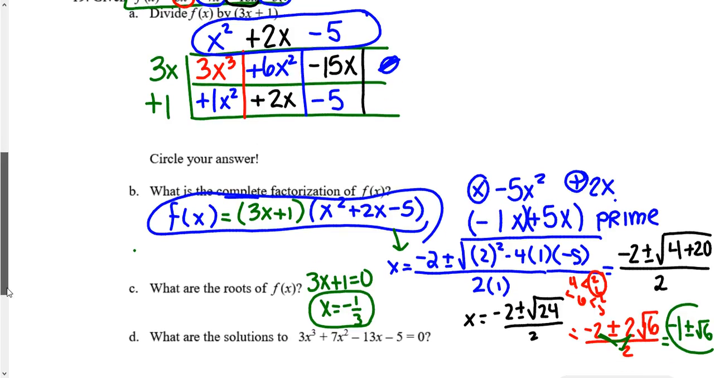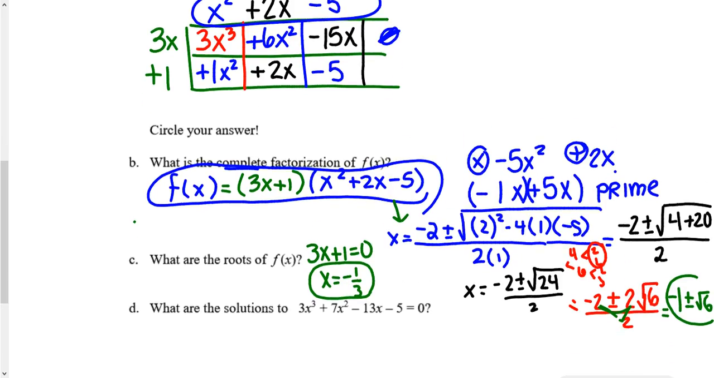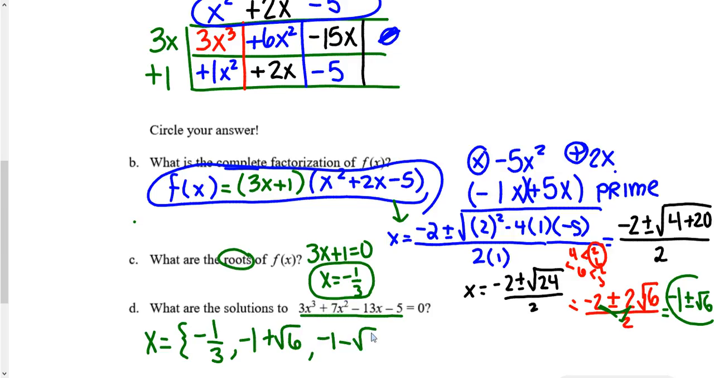Question D asks me, what are the solutions to this exact same f of x equals 0? Well, I need to know that roots and solutions and zeros, that's all the same thing. So I'm just going to list out the same answers that I already found. I've got negative 1/3. I have negative 1 plus the square root of 6, and I have negative 1 minus the square root of 6. I could have left them as a plus or minus. It doesn't really matter to me. I'm just listing them out.